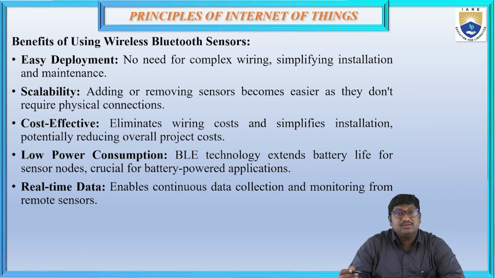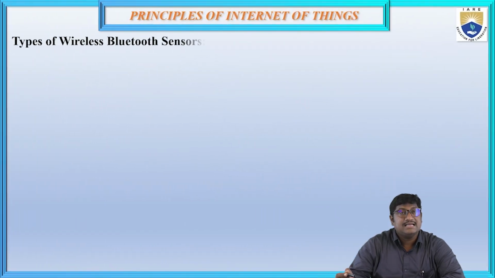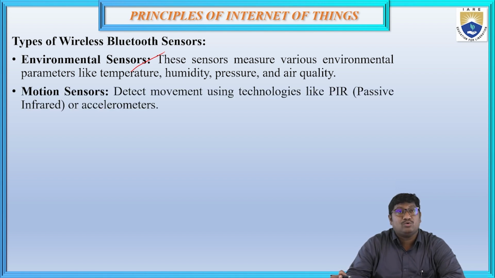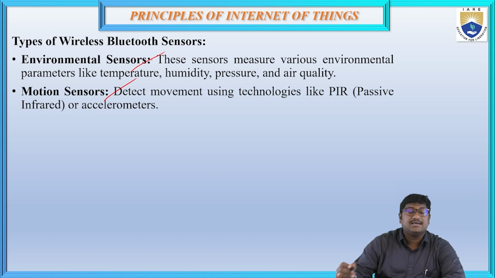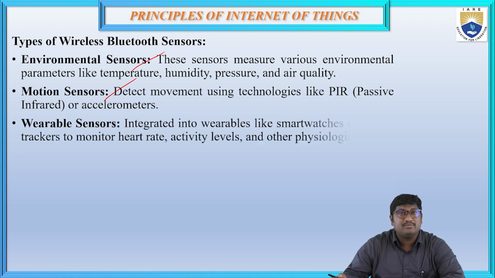These are the mutual benefits which we are getting of using these wireless Bluetooth sensors, guys. And next, the types of wireless Bluetooth sensors. The types are the environmental sensor, by using which you are going to check parameters like temperature, humidity, pressure, air quality. And the next one is the motion sensor, by using which you are going to detect motion by using PIR, passive infrared, or accelerometers.